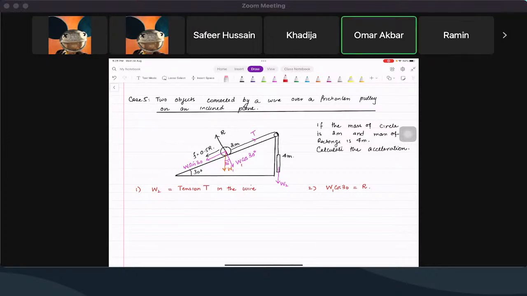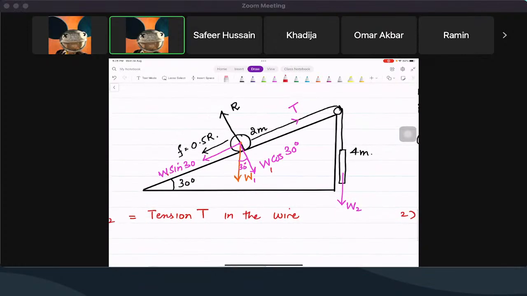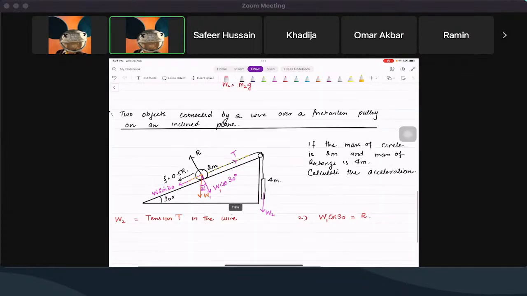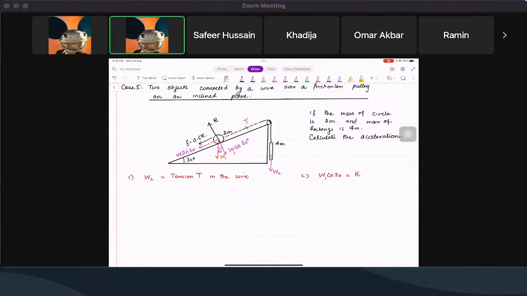Now check this out. So when you make an equation along, like I said previously as well, along this wire, we are looking at this wire and an equation along this, because W cos 30 basically balances R. So we should know that the tension T. So why is it angle 30?